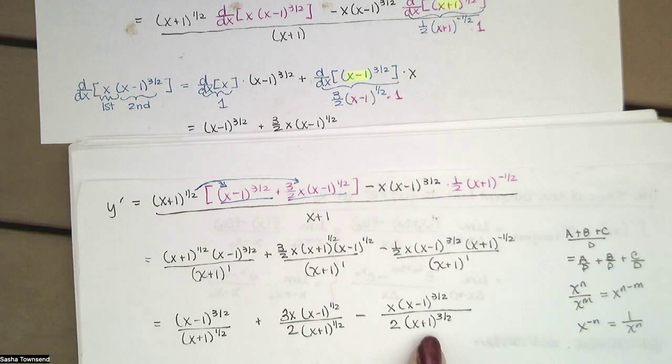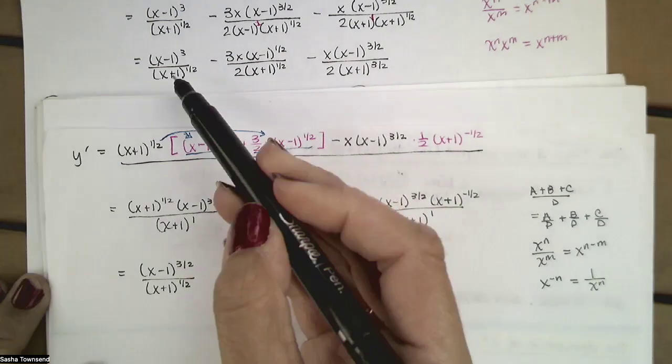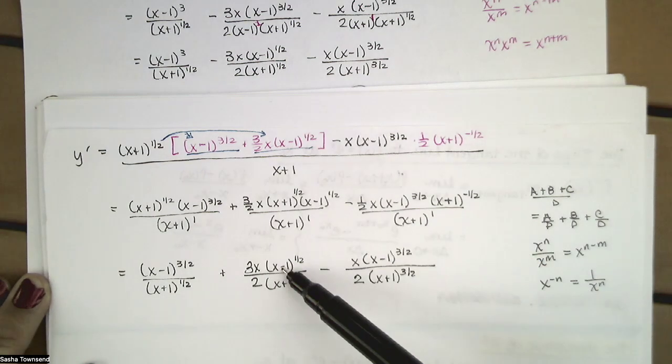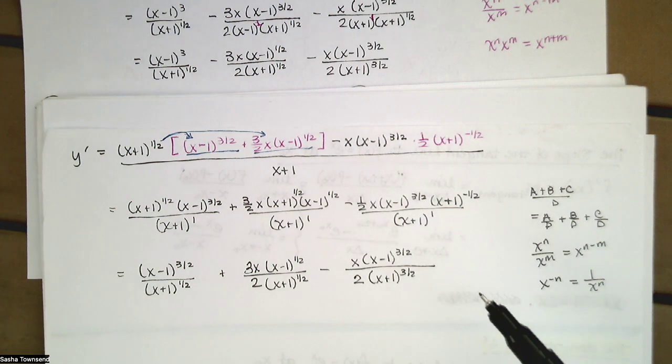And the claim is that this might be the same as what we got using logarithmic differentiation. So let's look at the derivative using logarithmic differentiation. We have that term and that term, they're the same. That term and that term are the same, and that term and that term are the same. So yes, we get the same answer.